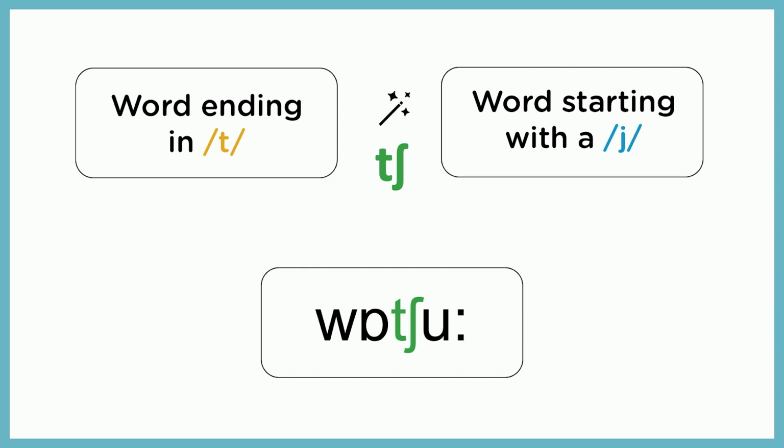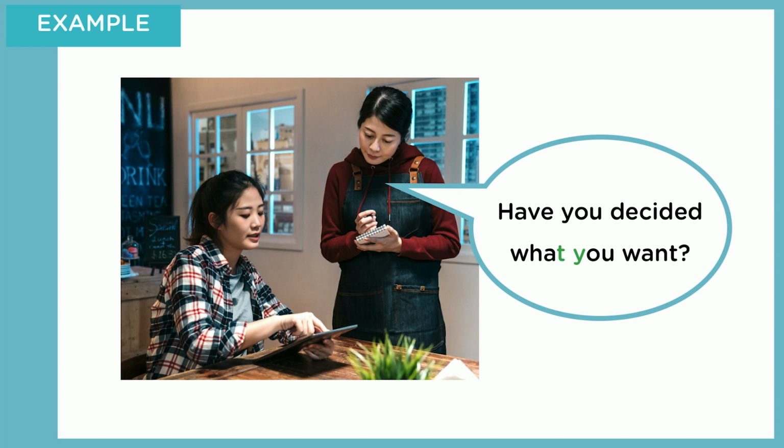What you doing? This is a super common rule and one of the most helpful that you'll hear today. Here's an example. At a restaurant, have you decided what you want? So she doesn't say, have you decided what you want? She says, have you decided what you want? What you want. Beastie Boys. Yes, good one.